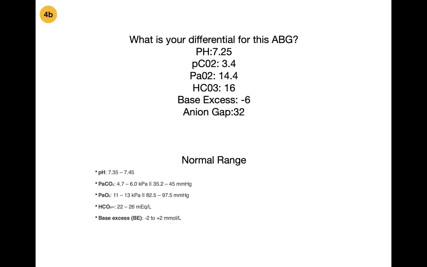So we have got a metabolic acidosis. We are not compensated because we're still acidotic, and there's a large range of differentials, and we've got a large anion gap, which allows us to talk about those a bit more. So going on to those.